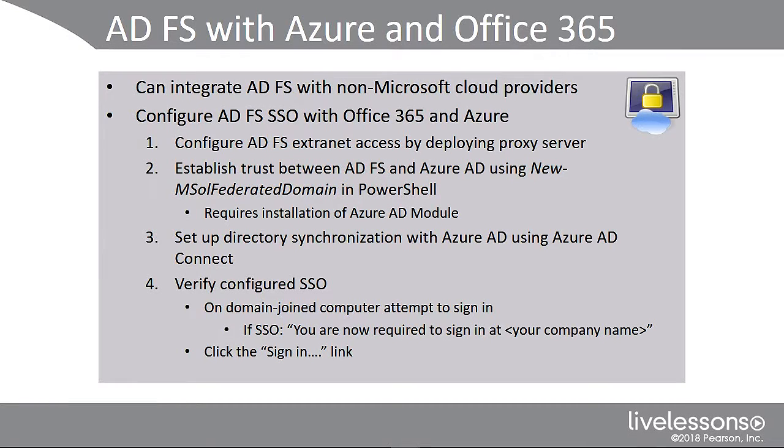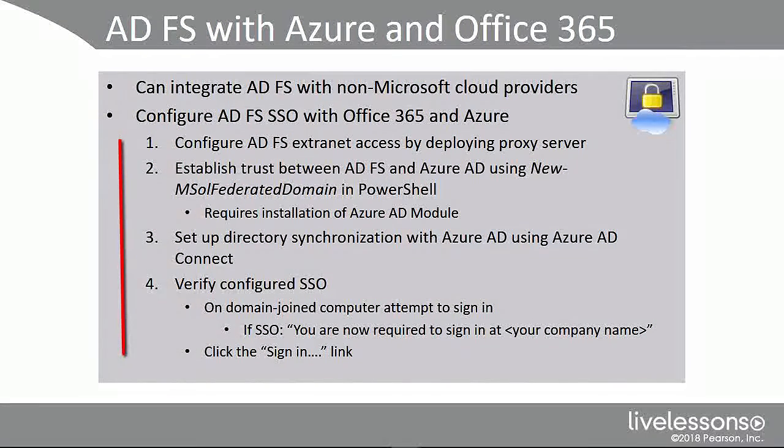ADFS with Azure and Office 365: you can integrate it with those two cloud-based applications of Microsoft, as well as non-Microsoft cloud providers. You'll configure the ADFS single sign-on with Office 365 using these 4 steps here. First off, you have to configure Active Directory Federation servers for extranet access, and you do so by deploying the proxy server in your perimeter network. You're then going to establish a trust between ADFS and Azure AD, and you can do so using a PowerShell command called New-MsolFederatedDomain, but this is going to require that you've already installed the Azure AD module.